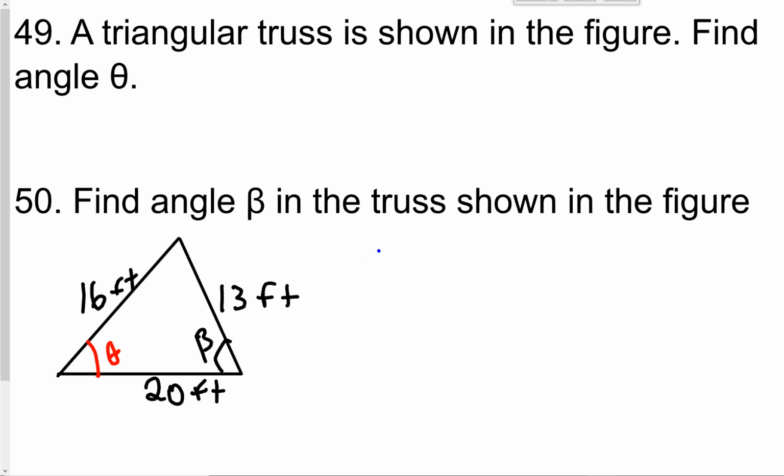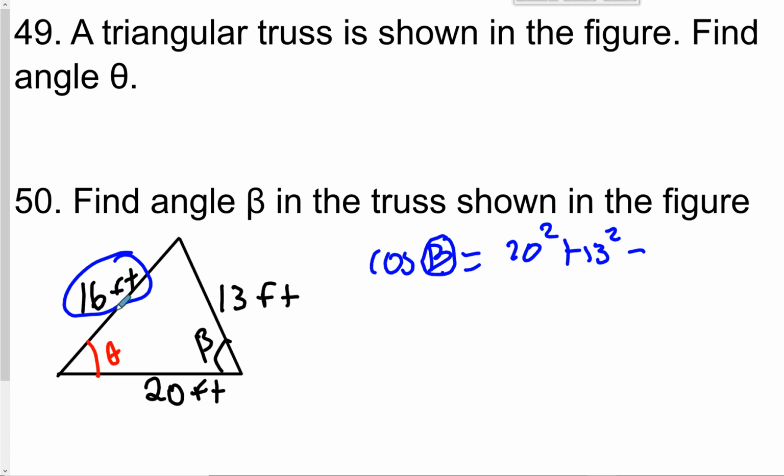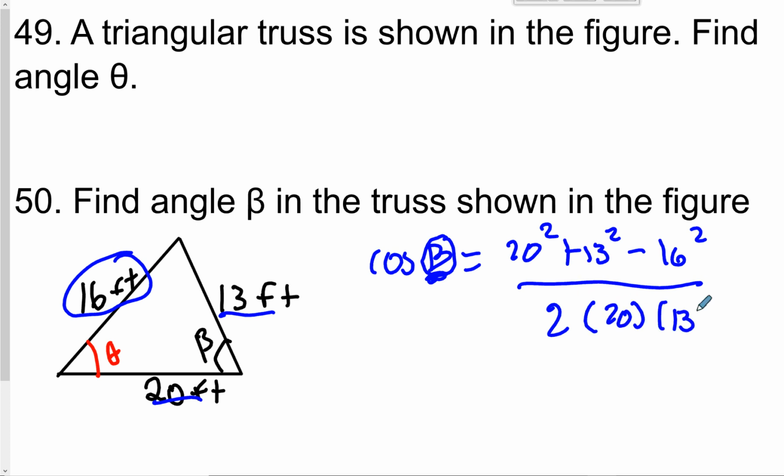So I am doing cosine of beta would equal the other two sides squared. So that means A squared plus B squared. Well, it's the sides that I have, right? So the opposite side of this angle that I'm trying to find would be 16, right? So 16 would not be here in these squared parts. It would be in the subtraction, okay? So that means 20 squared plus 13 squared, and then you subtract the opposite side of the angle you're trying to find. So 16 squared. And then all over 2 times the two sides that are not opposite of the angle you're trying to find. So that'd be 20 and 13.